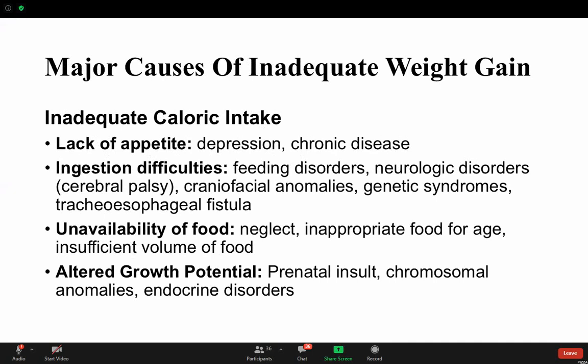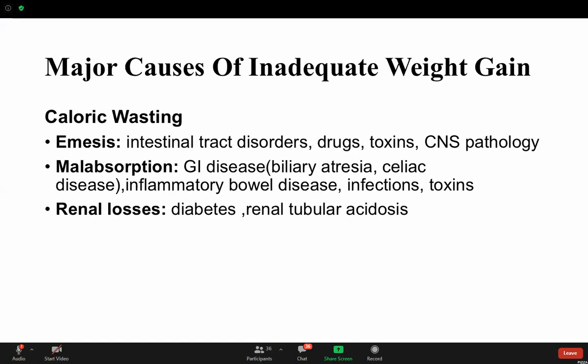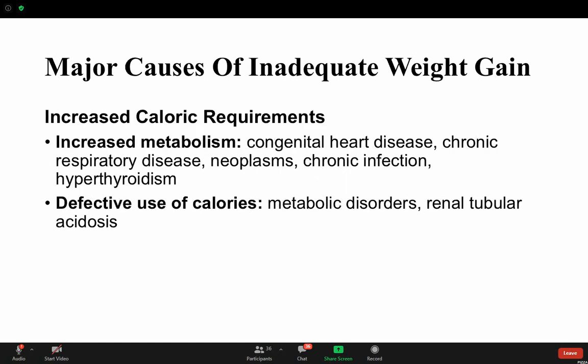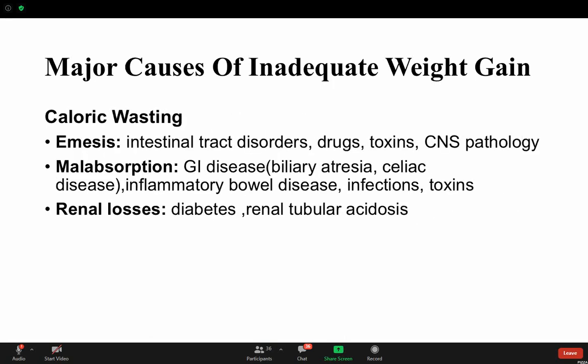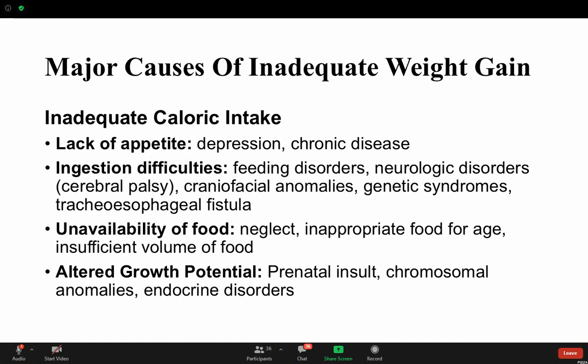هذه major causes of inadequate weight gain. This is the way that you should think about it. إنه يا either inadequate calorie intake ما ياخذون كفايتهم من الكالوريز، أو عندهم caloric wasting ياخذون كفايتهم بس they are getting wasted، أو في increased caloric requirements إن احتياجهم من الكالوريز أكثر من الاحتياج للأطفال الطبيعيين، وكل واحدة تحتها أسباب. فالinadequate caloric intake يا إما إنه ما ياخذ كفايته يعني من الكالوريز، يا إما إنه lack of appetite شهية فيها مشكلة because of depression, because of chronic diseases.